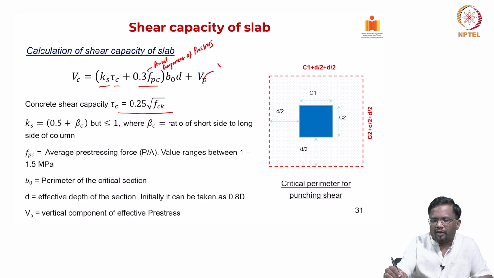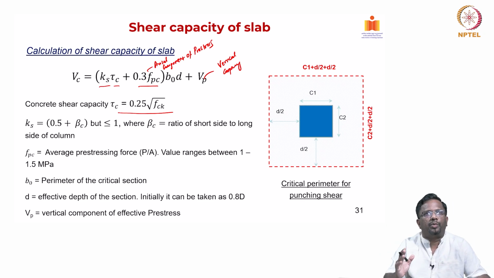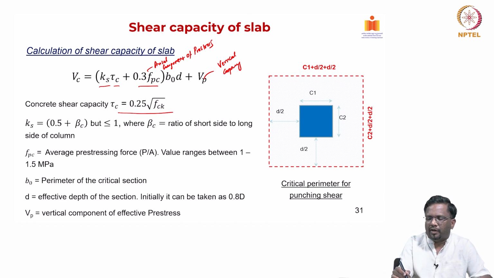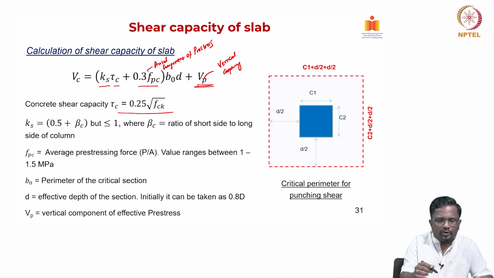Okay, this is the vertical component. And when we talked about the shear chapter, there is also going to be a vertical component that is going to reduce the shear demand, or you can include it in the capacity. Here it is included here. So that can also be there, but you have to estimate it in a correct way. And there is also one more factor called the K factor, KS factor, which is giving you this 0.5 plus beta C.